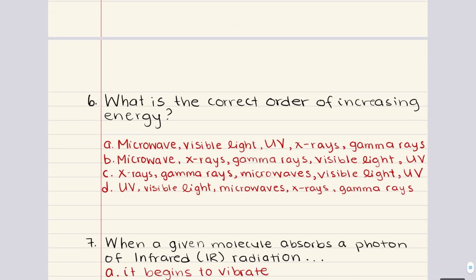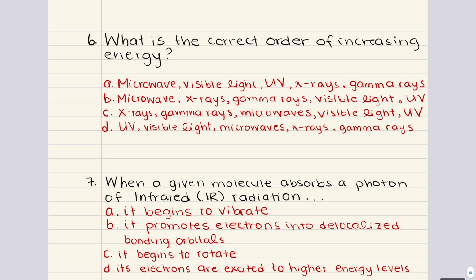Beautiful. The next problem says, what is the correct order of increasing energy? Remember that energy increases as wavelength decreases and frequency increases. The order from lowest to highest energy is microwave, visible light, ultraviolet, X-rays, then gamma rays. So the correct answer for this problem is answer choice A.